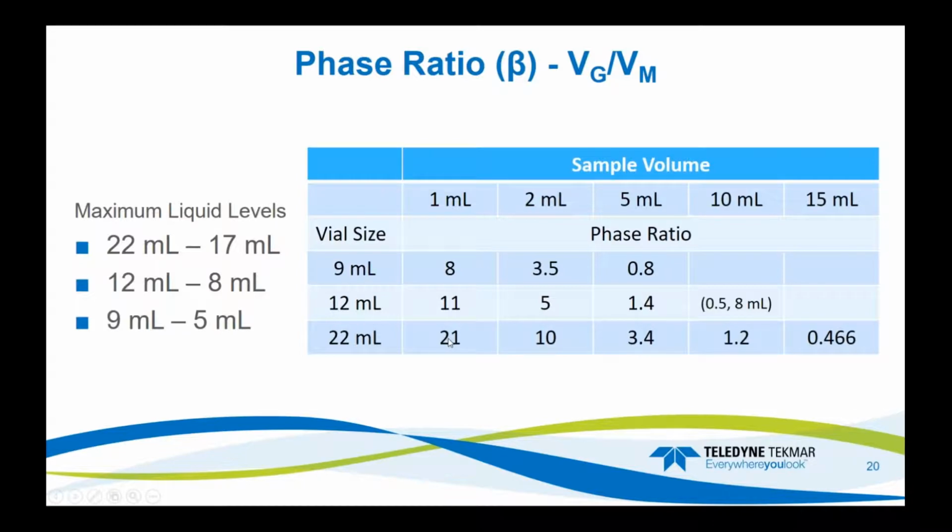For the 22 mil vial, the phase ratio for 1 mil is 21. Again, 2 mils is 10, 5 is 3.4, 10 mils is 1.2, and when you put in 15 mils, the phase ratio drops to less than 0.5, which is 0.466.